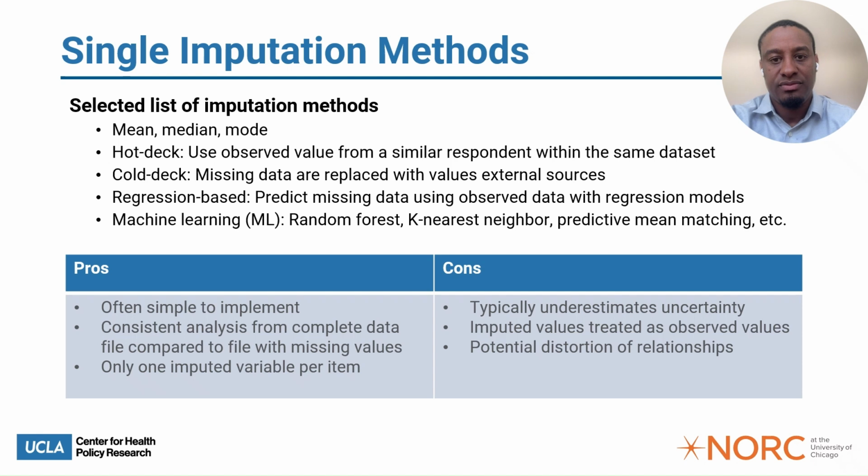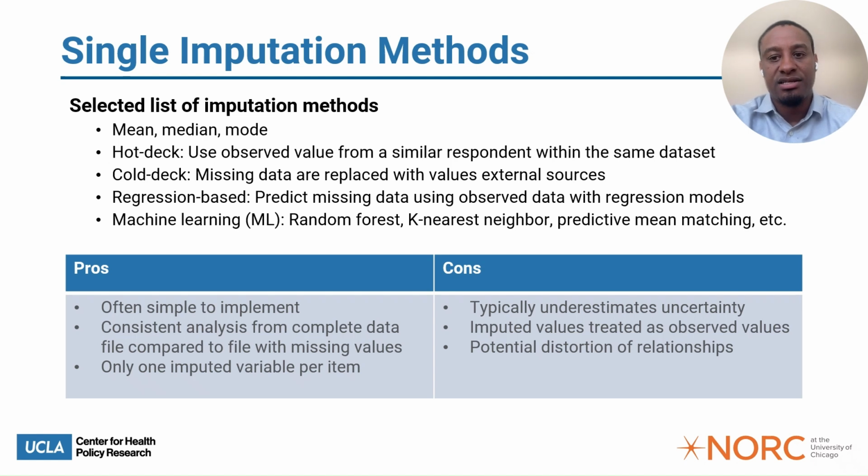Hot deck imputation replaces missing values with observed values from similar cases coming from the survey based on matching characteristics. Cold deck imputation is similar to hot deck. It replaces the missing values with values from external sources. For example, we may use cases from administrative sources or a previous round of the survey to impute.